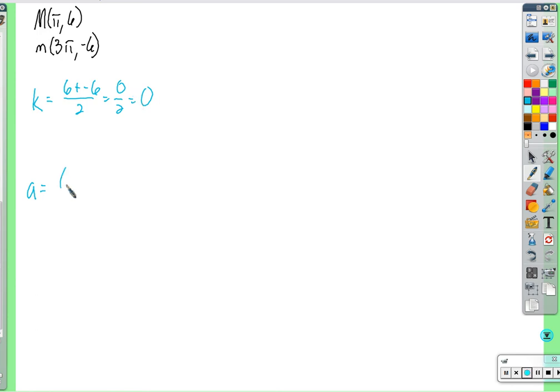If we do the maximum, I got 6. Now minus negative 6 over 2, that's 12 over 2, that's 6. And that's not surprising either. When the midline is 0, it goes up to 6, down to negative 6. That's okay. What shall we find next?